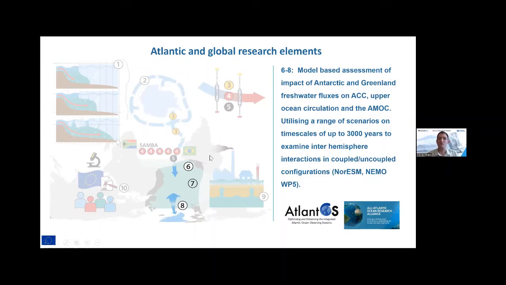So then we'll be using our model-based assessments of the impact of this melt in the Antarctic and Greenland on the Antarctic circumpolar current, the upper ocean circulation, and the AMOC. So we'll be looking at a range of scenarios. This is when you're talking about the importance of the two poles in driving the AMOC. You're really talking about millennial timescales, because that's basically how long it takes water to circulate. And to really look at the relative role of these two poles and melt in those two poles in driving the AMOC, and doing that both in coupled and uncoupled configurations, although the coupled configurations will have to run for shorter timescales.